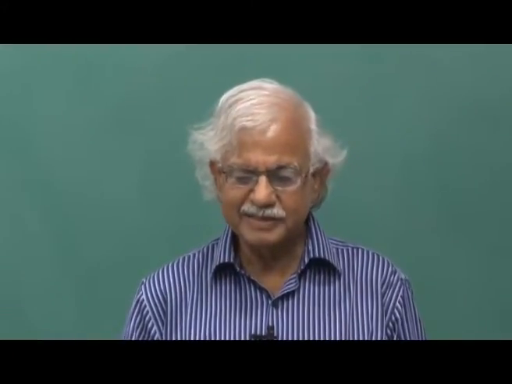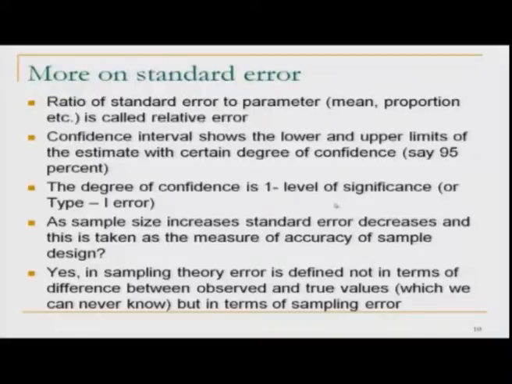The degree of confidence is 1 minus the level of significance or type 1 error. Type 1 error is defined as the probability of rejecting the null hypothesis when it is true. So, when I am saying 95% confidence, it means the type 1 error in my results is 5%. If I am saying 99% confidence interval, then the level of significance is 1%. As sample size increases, standard error decreases, and this is taken as the measure of accuracy of sample design.